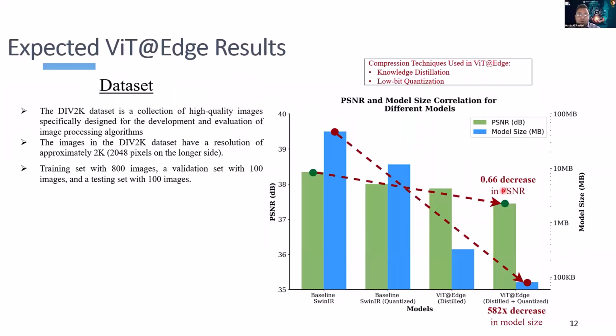So based on all of my previous CNN-based results, I have run the similar experiment for a ViT-based image super resolution task, where I could reduce the model size to 582 times at the cost of only 0.66 decrease in PSNR from the original Swin transformer-based image reconstruction model. So we have used the DIV2K dataset for our experiments.